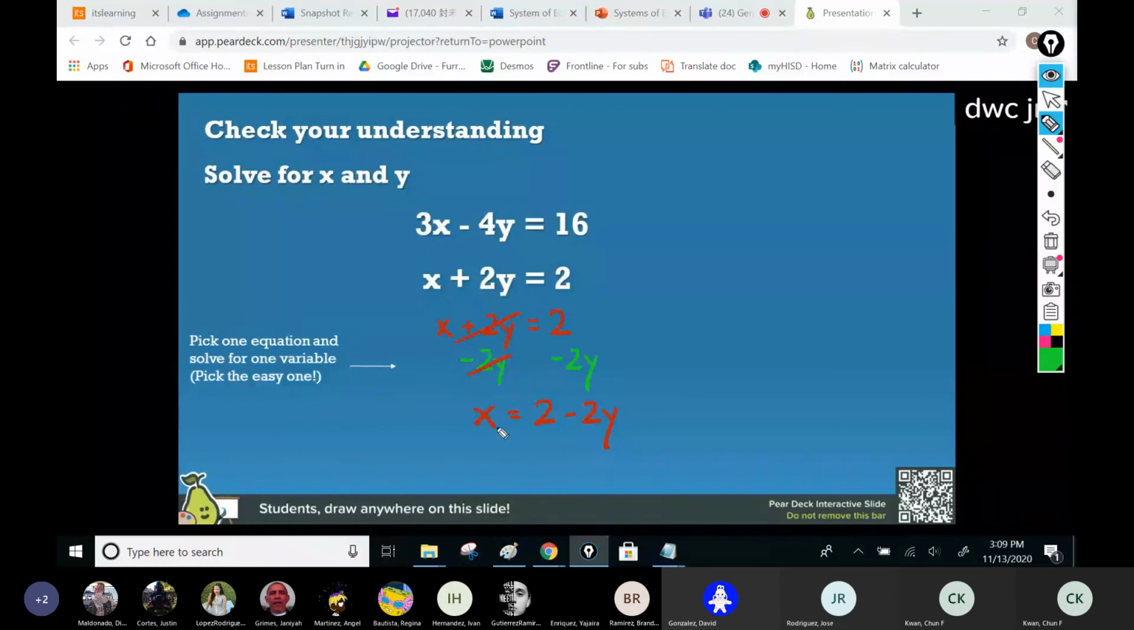So once you solve for x, x is 2 minus 2y. I'm going to take this and put it into the other equation and replace the x. I'll plug it into the other equation. So I will have 3 times (2 minus 2y) and then minus 4y equals 16.